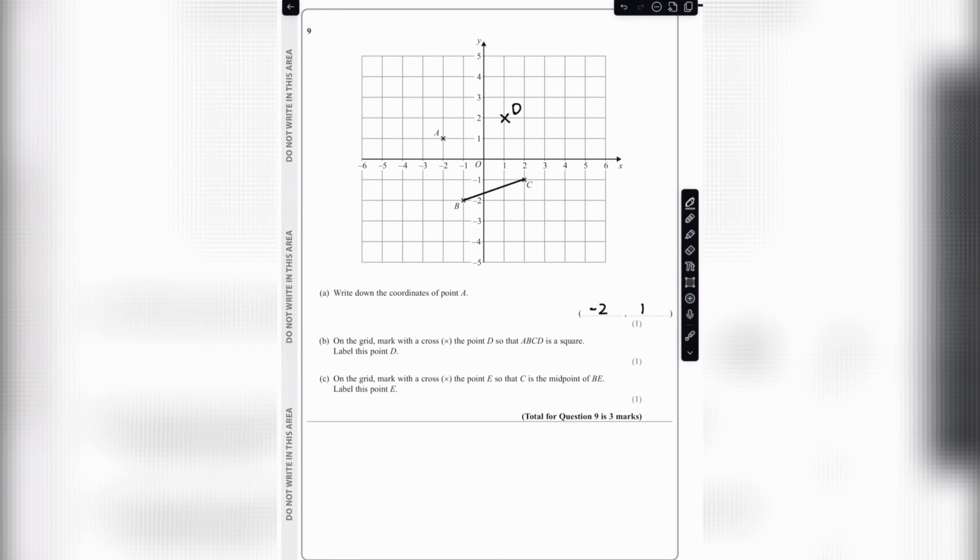So once again, if we look at the vector translation that takes us from B to C, we can go 3 units to the right and 1 unit up. So to get from the point C to E, we can go 3 units to the right and another unit up, and that takes us to the point (5, 0) on the x-axis, and I'm going to label this E.